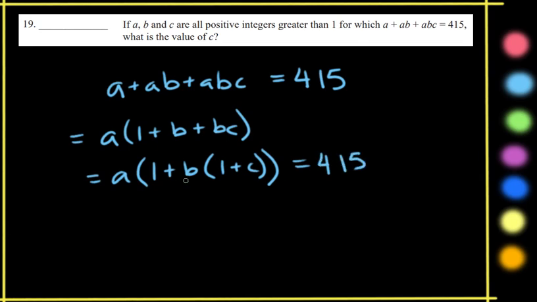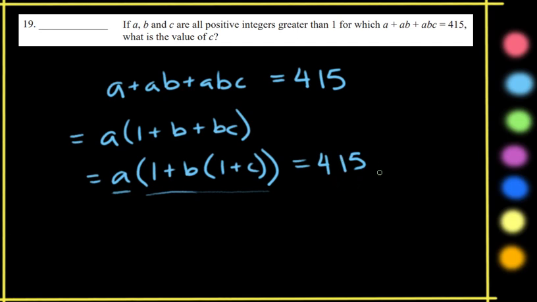All right. Well, we've got two numbers. We know these a, b, and c are all integers, and they're also integers greater than 1. So that means we could maybe try to find the factors of 415 and see, because we've got two numbers multiplying together to give us 415. So what is 415 divisible by?